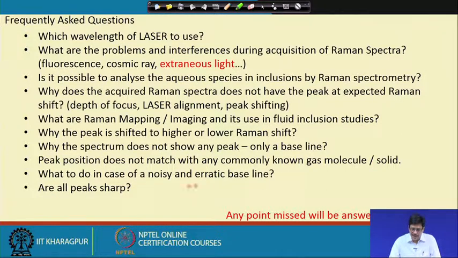Sometimes the baseline is also very noisy and erratic, which could happen because of extraneous light or fluorescence, and the baseline could be corrected manually or using some software. And as the last point, the Raman peak may not always be very sharp. For example, resonant peaks are generally broad, and water inherently gives a very broad hump rather than a sharp peak.